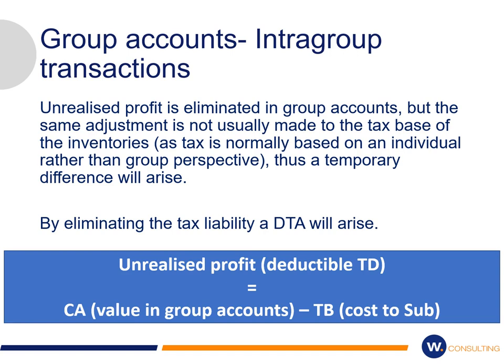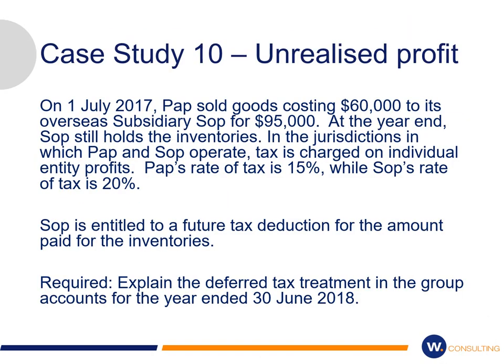It's equal to the carrying amount in group accounts less the tax base, which is the cost to the subsidiary. Case study 10, unrealized profit. On 1 July 2017, PAPS sold goods costing 60,000 to its overseas subsidiary SOP for 95,000. So to the group, it still remains 60,000 because that intercompany sale will be eliminated. At year end, SOP still holds the inventories.